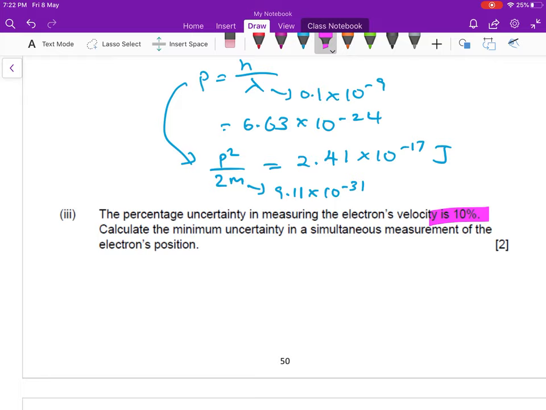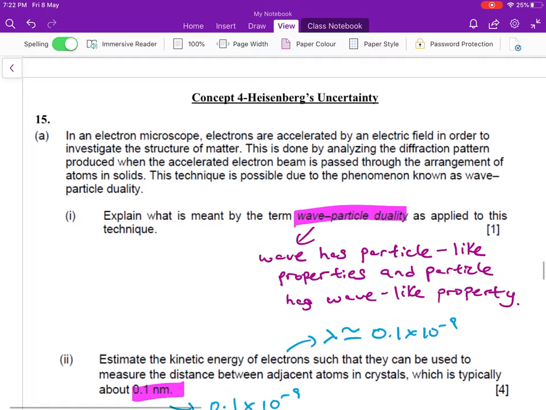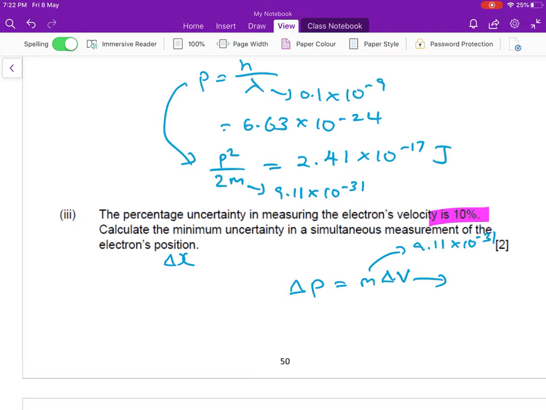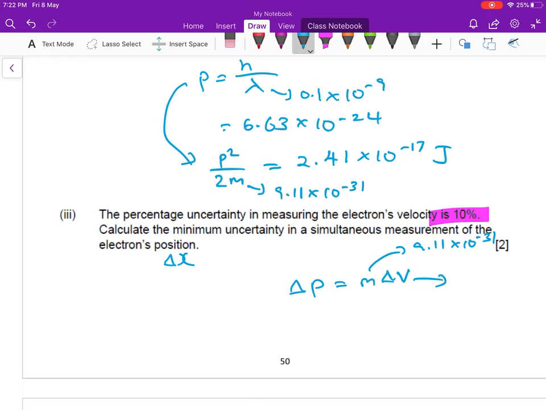Okay, so let's go back to Heisenberg. The percentage uncertainty in measuring, so every time you see percentage uncertainty in quantum physics, it is your Heisenberg uncertainty. So calculate the minimum uncertainty in a simultaneous measurement of the electron position. Okay, so this is, you want to find your delta x. So delta p, we can find it also from what? Okay, so delta p is m delta v, right? So m is my 9.11 times 10 to the negative 31.